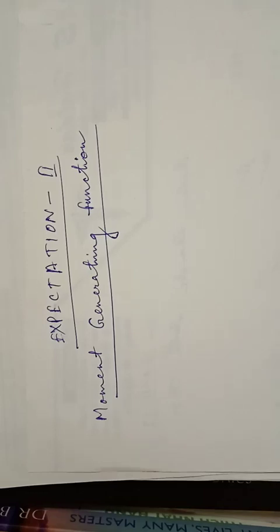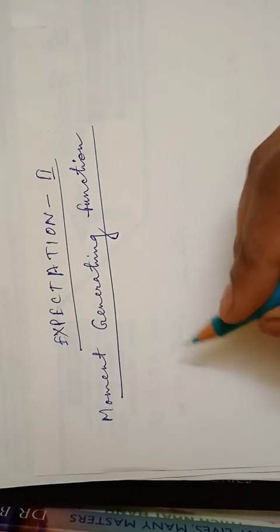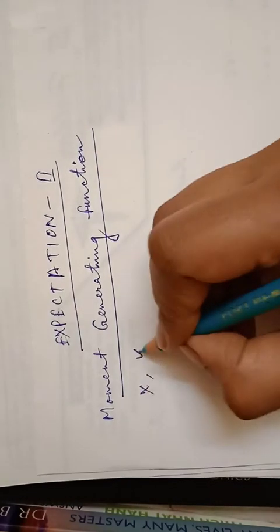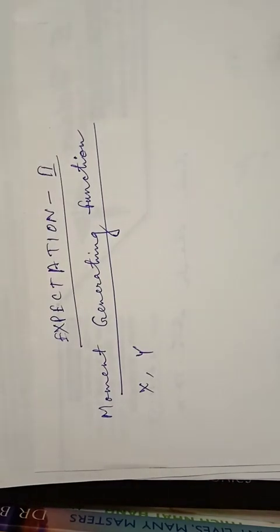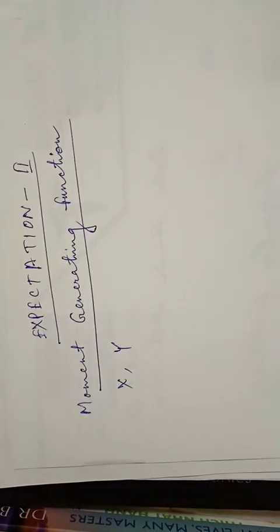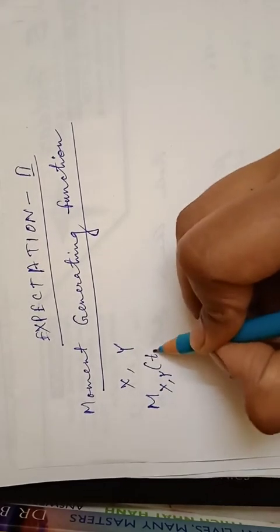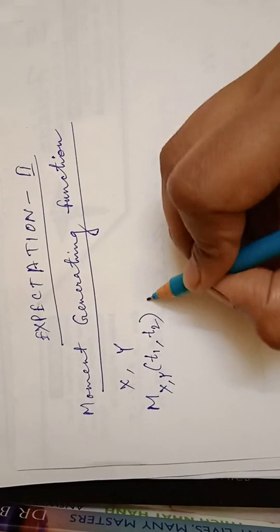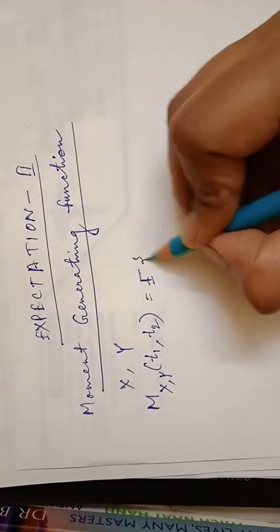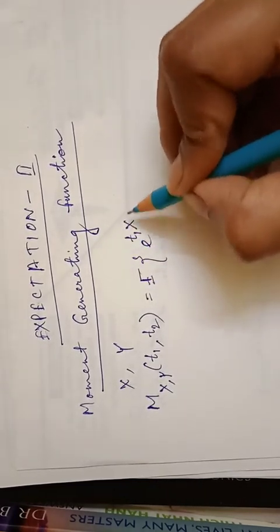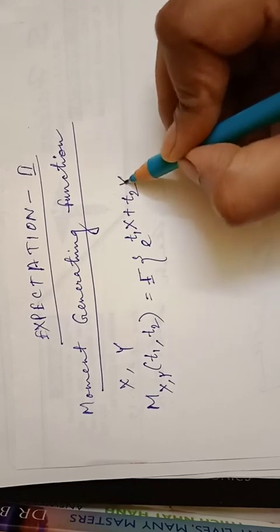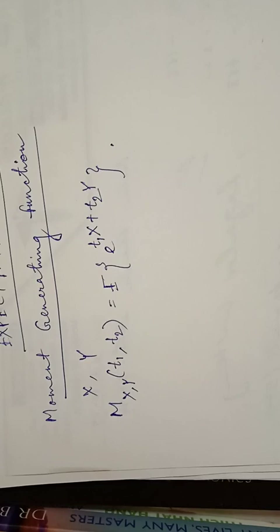Today's topic is the moment generating function for two random variables. Suppose we have two random variables, capital X and capital Y. Then the joint moment generating function is given by M_{X,Y}(t1, t2), and its value is the expectation of e to the power t1 X plus t2 Y. There is a relation between the moment and the moment generating function.